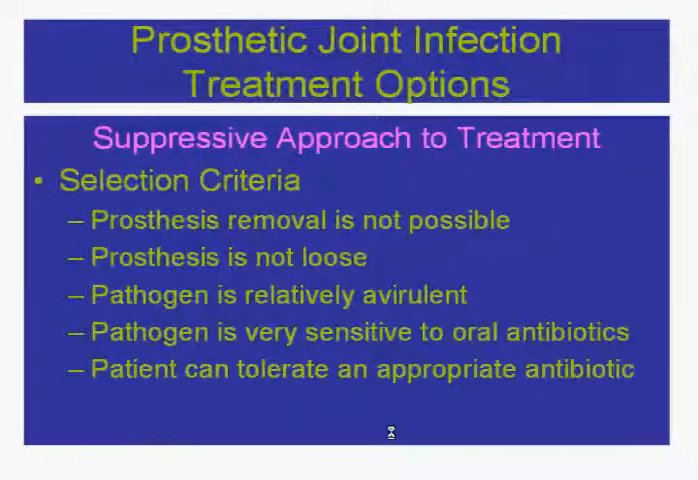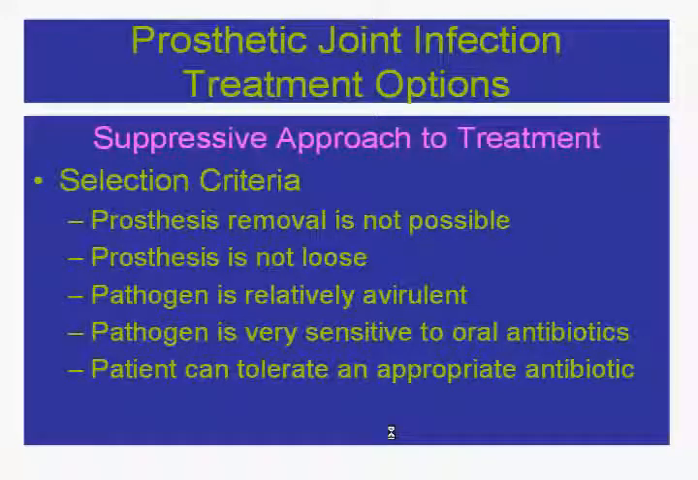Suppressive approach to treatment is ideally in those patients who have the following 5 criteria. Not just one of them, all 5. Where the prosthesis removal is not possible for some reason. So you can't go the classic way. The prosthesis is not loose. If it's loose, it's no value to the patients. It's very painful. It should come out.